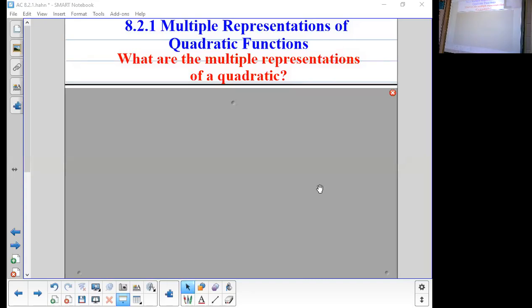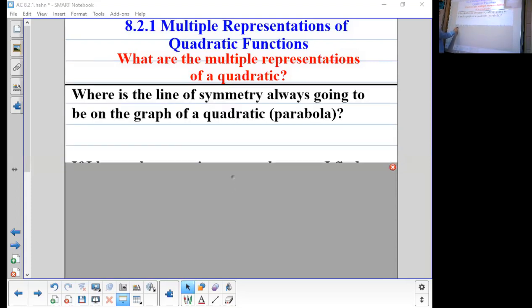All right, so here's the first question that I want you guys to write down. Where is the line of symmetry always going to be on the graph of a quadratic? And remember, we call the graph a parabola. Where is the line of symmetry, Jenna? Down the vertex.